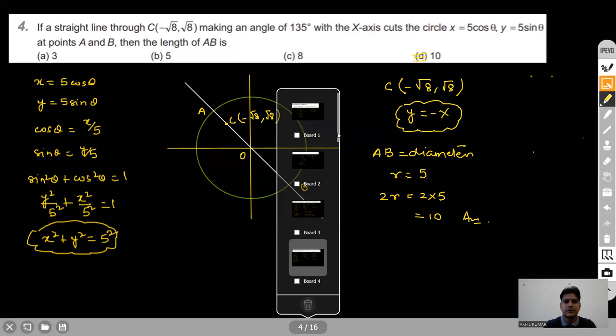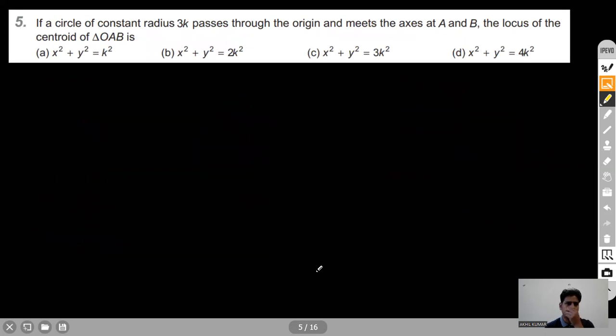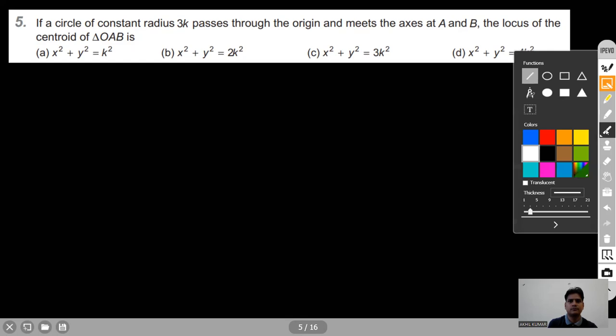Now let's take the next question, question number 5. If a circle of constant radius 3k passes through the origin and meets the axes at A and B, find the locus of the centroid of triangle OAB. Okay, so it is given that a circle is there which is passing through the origin and meets the coordinate axes at A and B. So we have to find the locus of the centroid of triangle OAB.